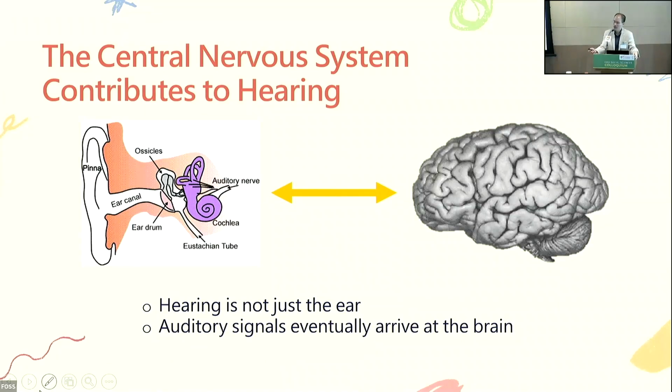Now, when we think about hearing and speech perception, very often we think about the ear, right? Because the ear is the organ for perceiving incoming information. Now, what a lot of times people don't think about is that the auditory signal actually eventually arrives at the brain. Right. So the brain is actually involved in the hearing process as well. More specifically, I mean the central nervous system, including the cortex and also brainstem nuclei.